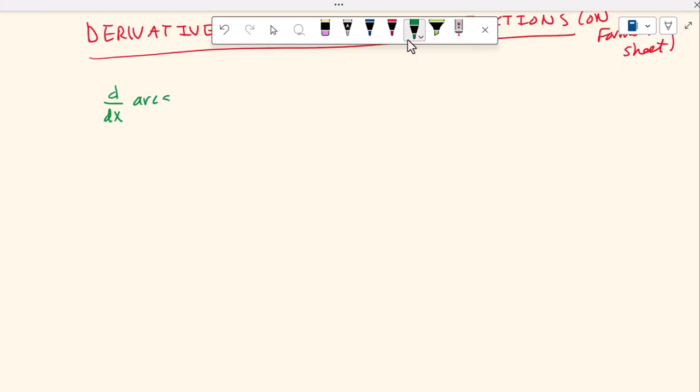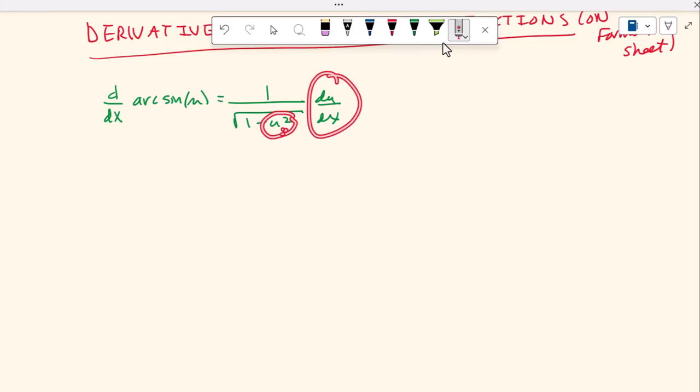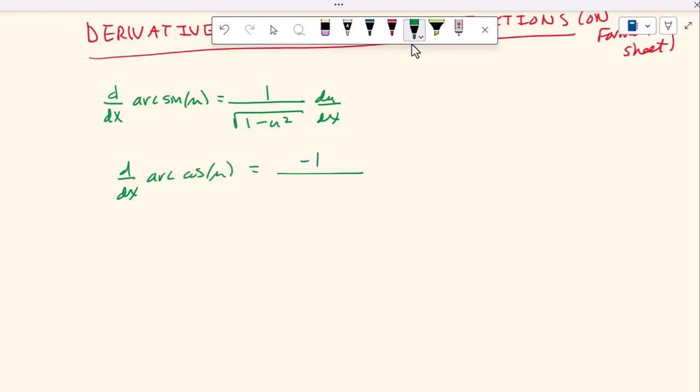So here the derivative of the arc sine of u is equal to 1 over the square root of 1 minus u squared, times du dx. So that just means after I identify my u, I square it and it goes in here, and then I need to remember to take my derivative of u. Sometimes you'll see this notated u prime. Okay, let's look at derivative with respect to x of arc cosine of u. Well, it's identically what we just did above, except it's negative.